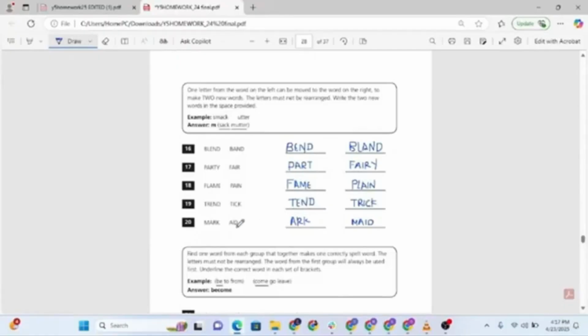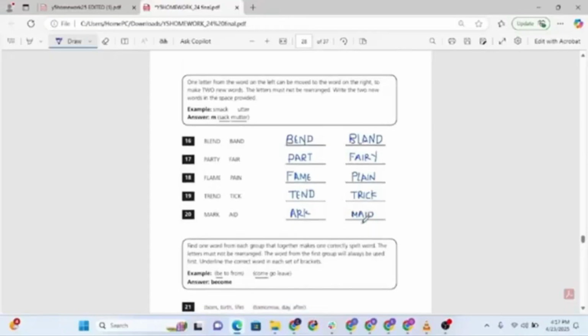Question 20. The correct answer is the letter M. This is because if we take the letter M from the word mark, we are left with the word arc. If we add the letter M to the word aid, we make the word made. Therefore, the two new words are arc and made.